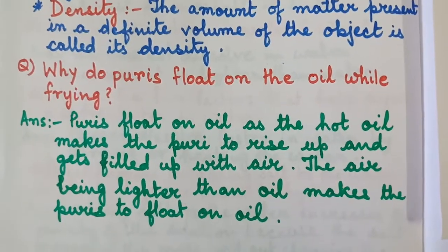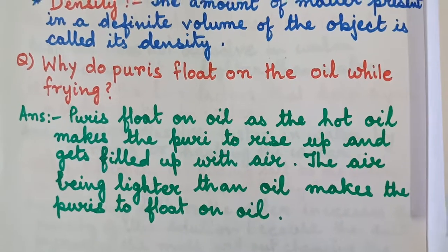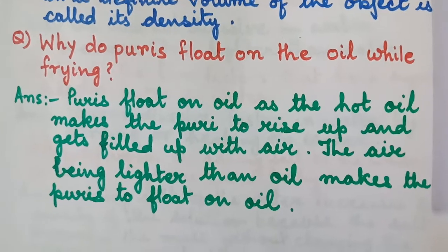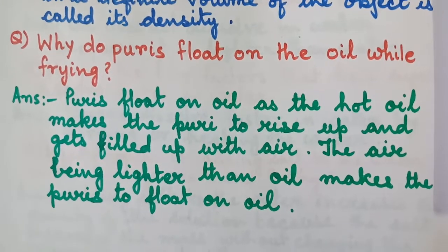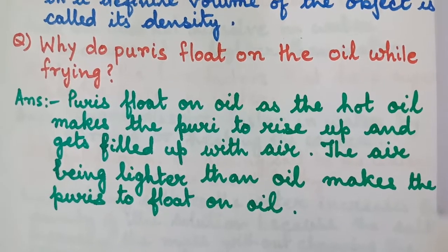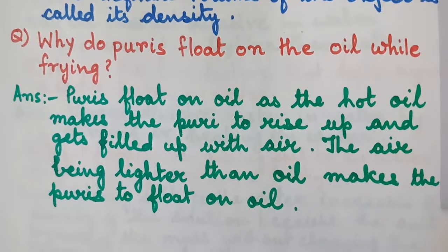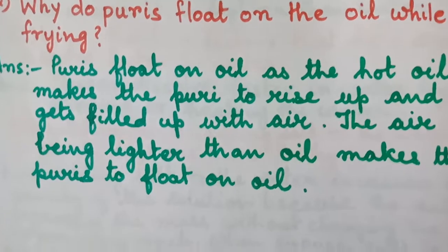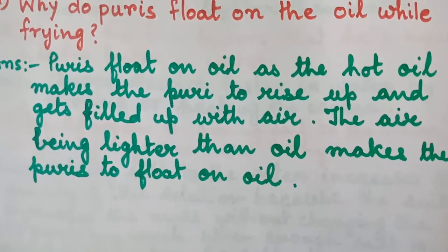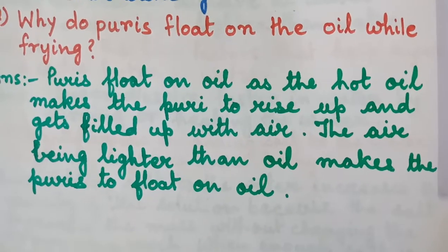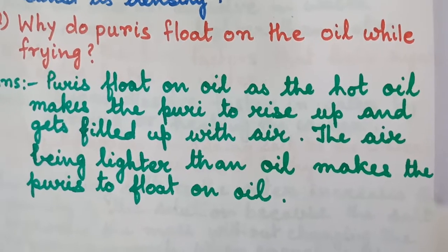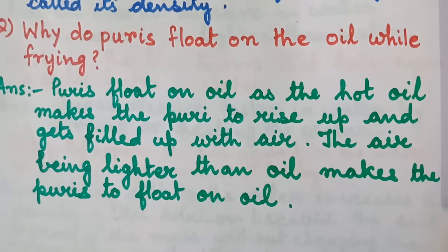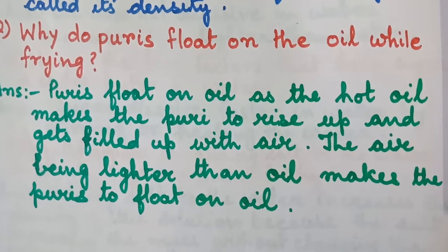Now I will discuss some important insight questions. Why do puris float on the oil while frying? The answer: puris float on oil as the hot oil makes the puri rise up and get filled up with air. The air, being lighter than oil, makes the puris float on oil.